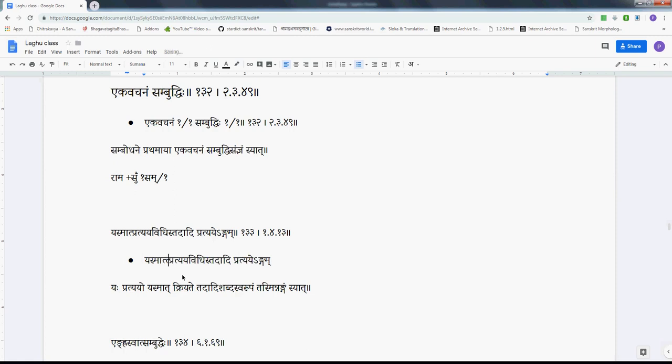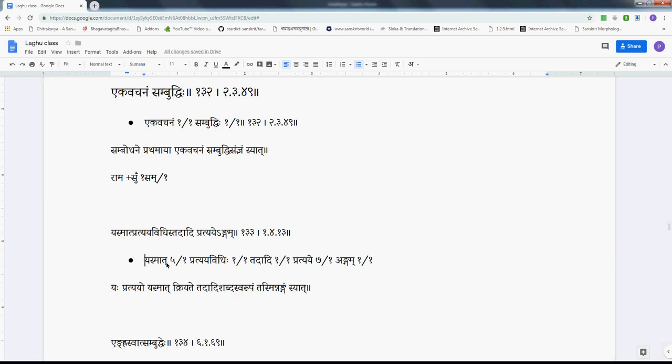What is the padachheda here? Yasmat pratyayavidhihi tadadi pratyayam angam. This is also a Sanya sutra. Angam is the Sanya which is defined here. Yasmat is Panchami Ekavachana, pratyayavidhihi is Prathama Ekavachana, tadadi is Prathama Ekavachana and pratyayam is Saptami Ekavachana. Pratyayavidhi is a samasa. Tadadi is also a samasa. Yasmat, so digyoga panchami. From which? From which, or yasmat here can be the reason also.